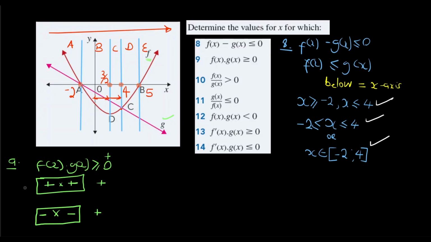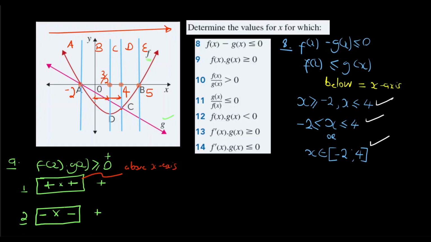I'll call this scenario 1, and I'll call this scenario 2. So for scenario 1, what I mean by f of x is positive and g of x is positive is: where are the graphs above the x-axis? By positive, I mean where are they both above the x-axis?